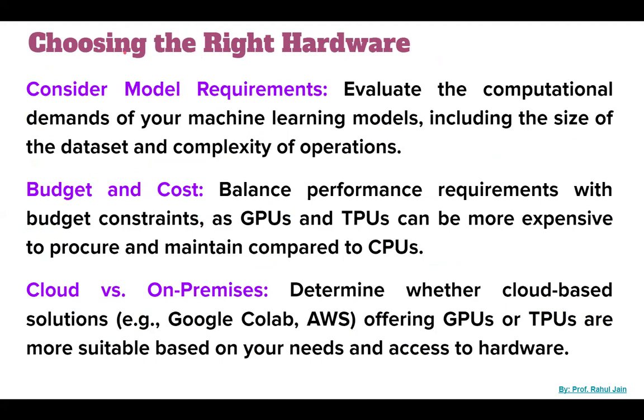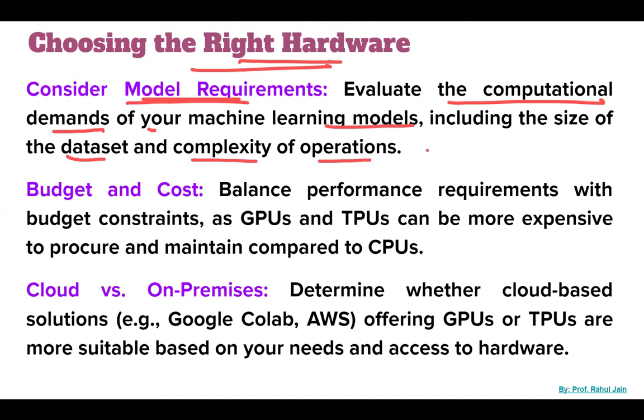So choosing the right hardware is very important for your machine learning model for better optimization. So we need to consider model requirement first. We need to evaluate the computational demand of our machine learning model, which includes the size of the data set and complexity of operation. So based on this, we will choose which tool is right for us. Second is budget and cost, right? So first consider the model requirement. Second, we need to consider budget and cost.